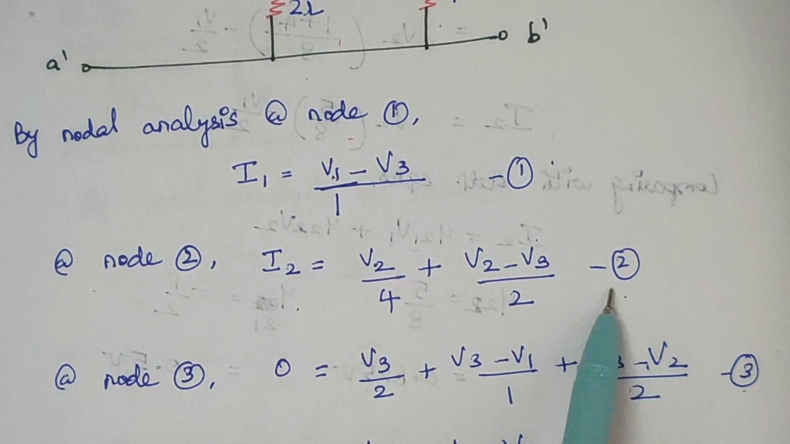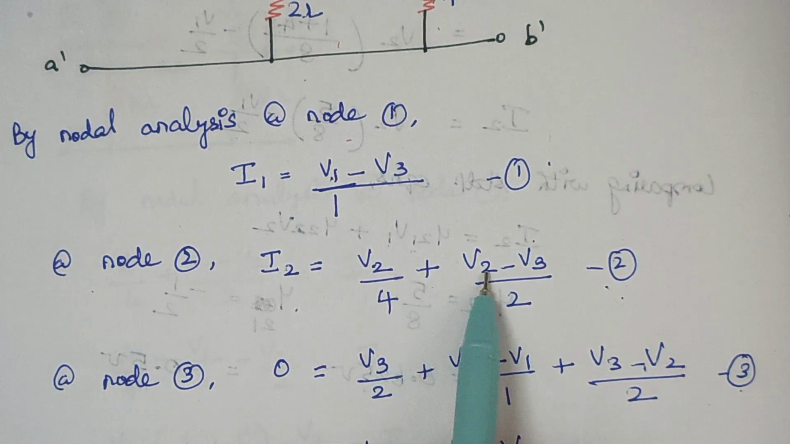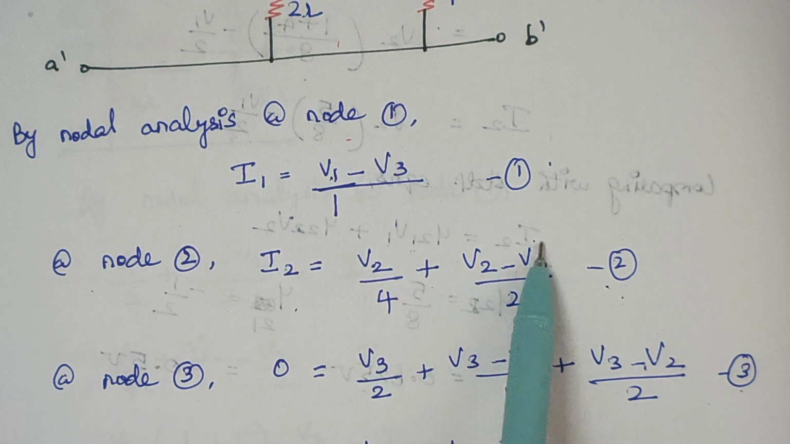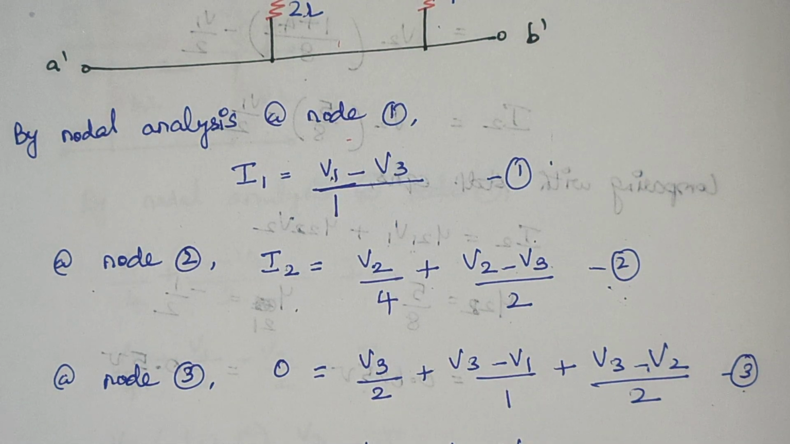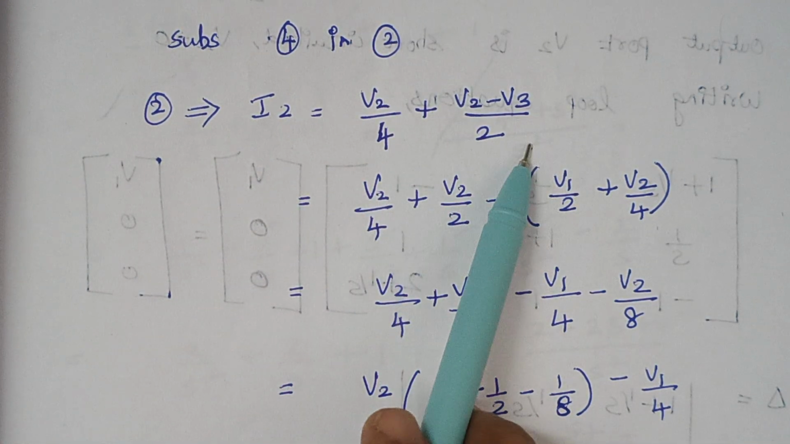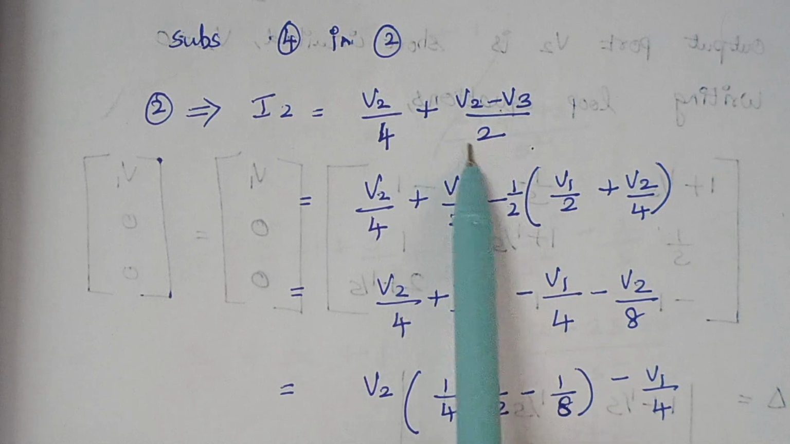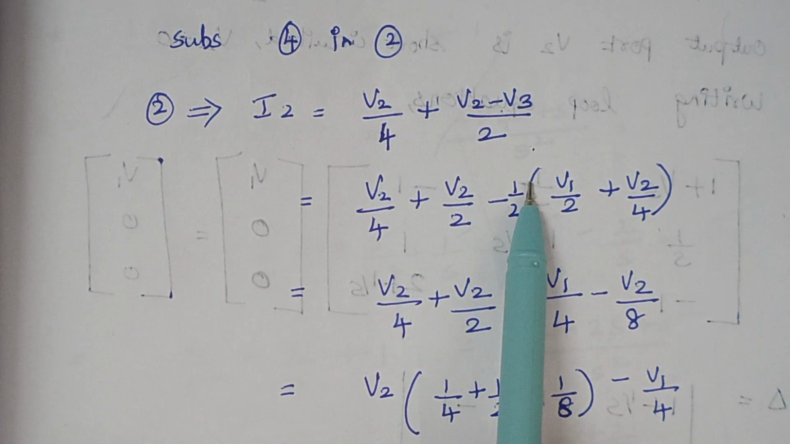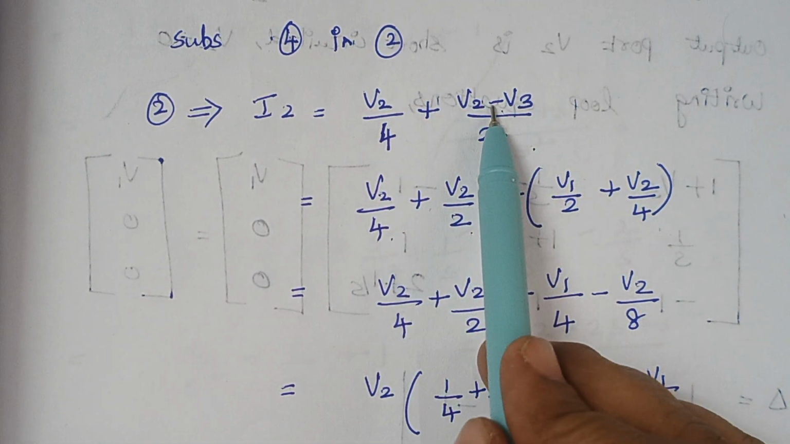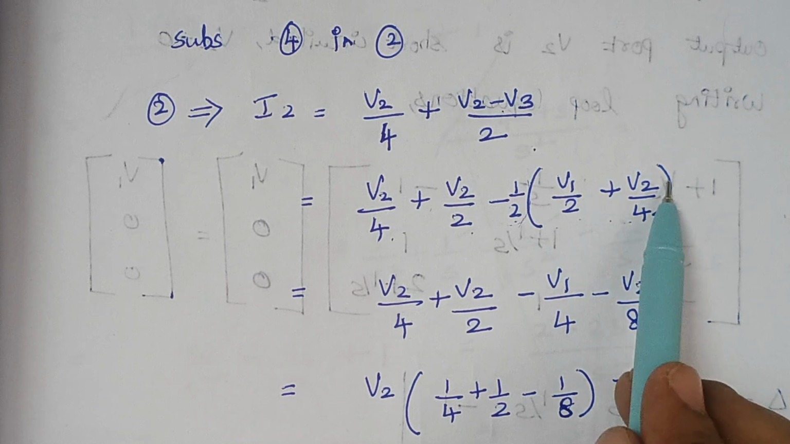So now consider your equation number 2. Here the equation is I2 is equal to V2 by 4 plus (V2 minus V3) by 2. So now here we are going to substitute the value for V3 in this equation. You see here the expression for I2 is given by this. Now we are going to substitute the value of V3 here. Once you substitute, you see here we already have this 2. So you see V2 by 4 plus V2 by 2 written here, and I am writing this minus 1 by 2 here. And what is the expression for V3? It is V1 by 2 plus V2 by 4.